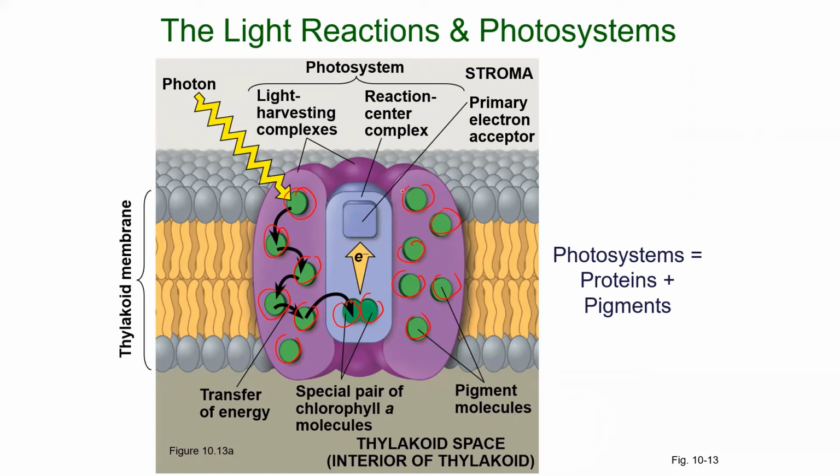So if you see this term here, photosystem, it really just means we've got the pigments, so the chlorophylls and the carotenoids, and also a bunch of proteins. So that's just a term for what you're seeing here, this big complex. It's a whole bunch of chlorophyll held in place by proteins, basically.